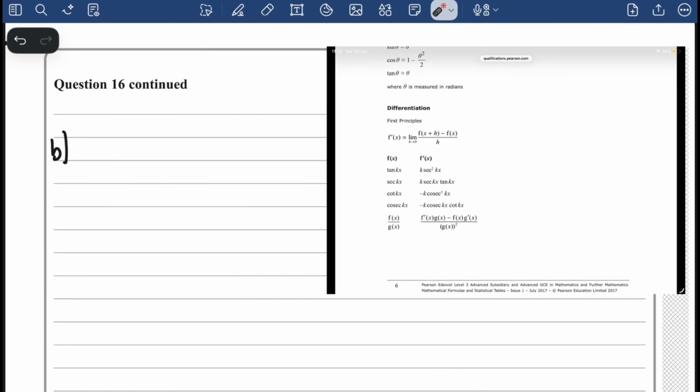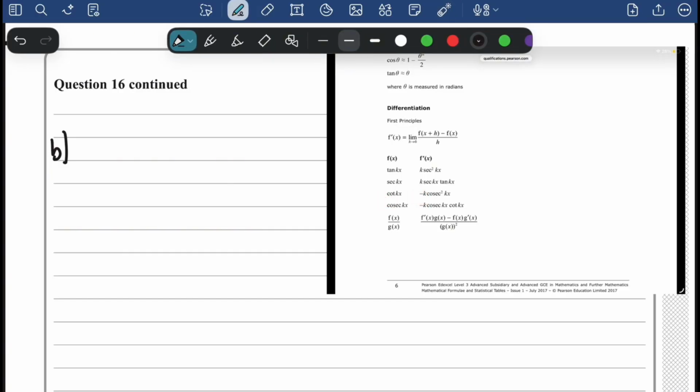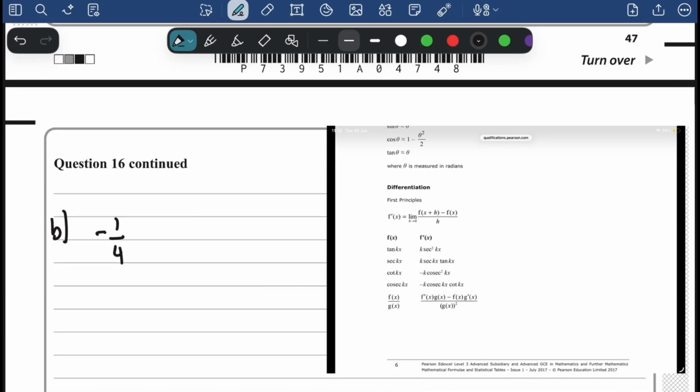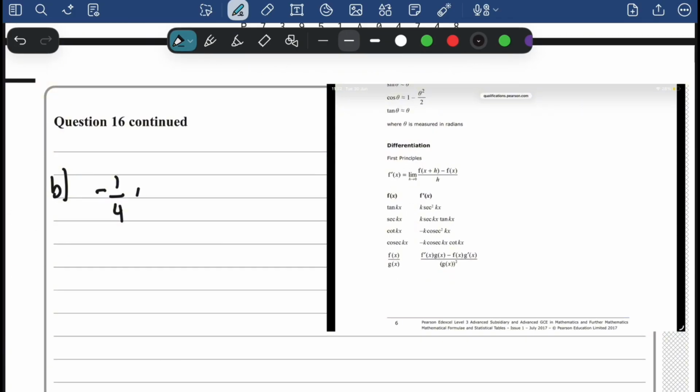But we notice there's a minus and a positive, so we're just going to have to fix the sign, right? So say we were integrating minus cosec squared, we're going to get cot x. So if we're integrating cosec squared, we're going to get minus cot x, right? So the integral is just going to be a minus quarter, because it's what we had here. And then the integral of cosec squared is going to be minus cot, so it's just minus a quarter cot u.